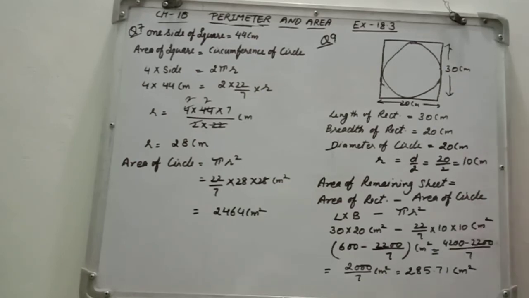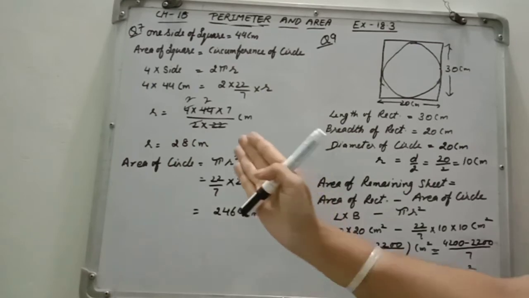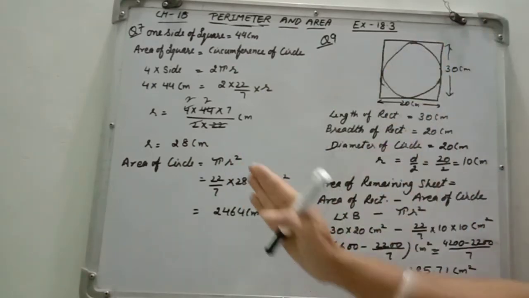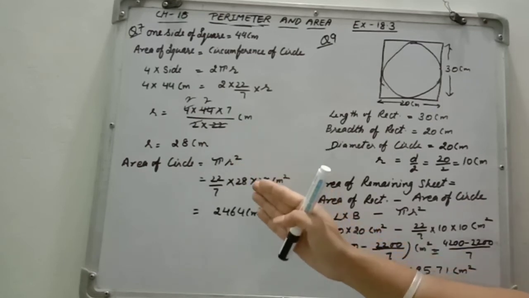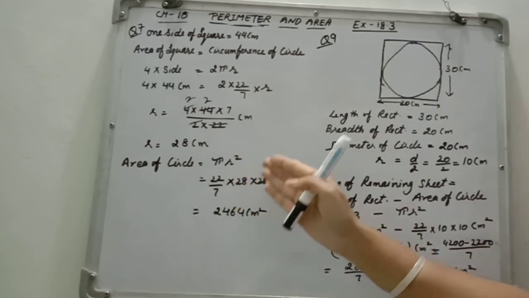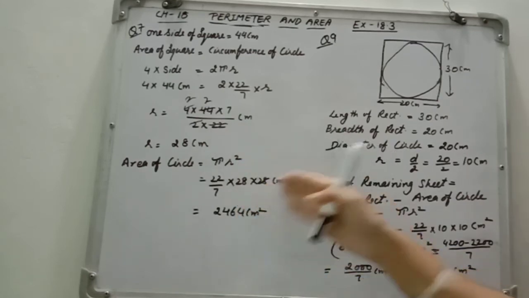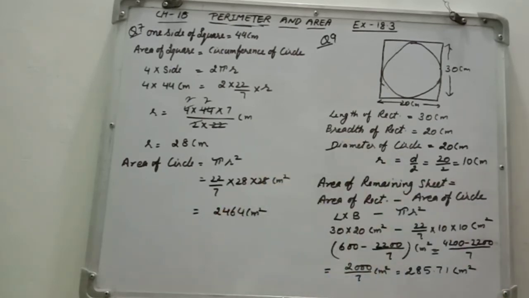Now we simplify the area of a circle, that is pi r square. Pi is 22 over 7. So r is 28, 2 times. So we write 2 times. 7 4s are 28. After cutting and multiplying we get the answer, 2464 centimeter square is our answer.